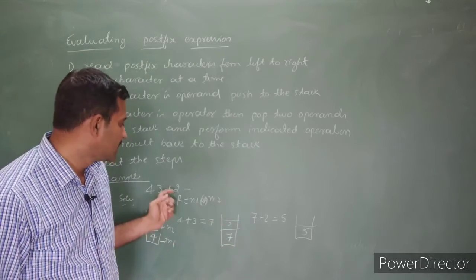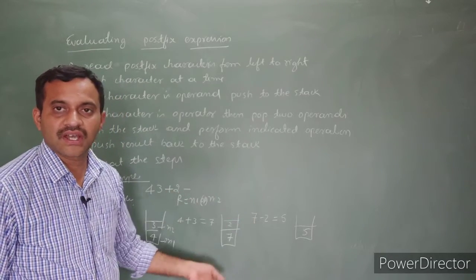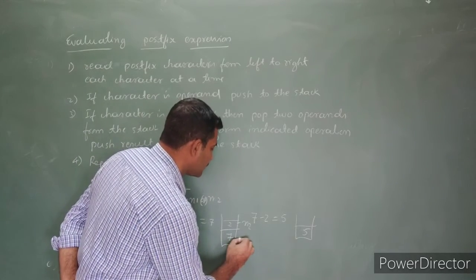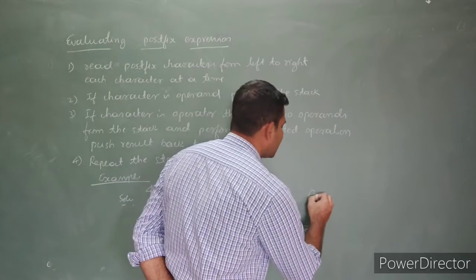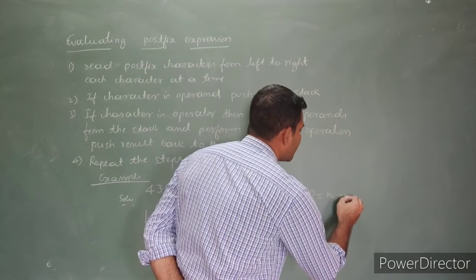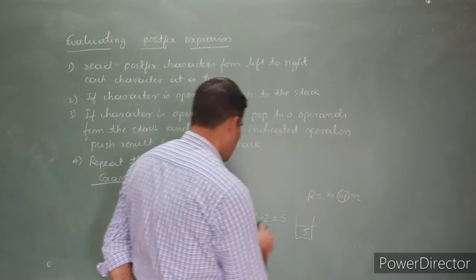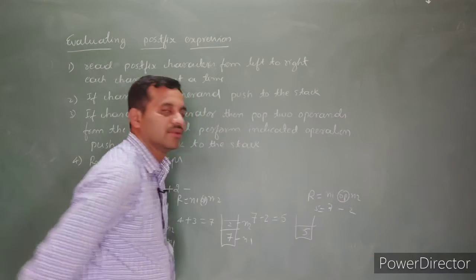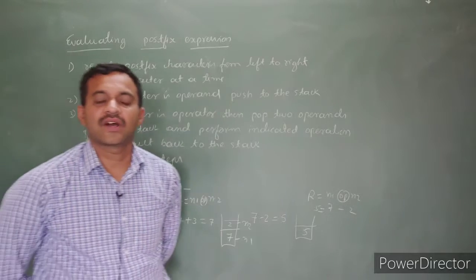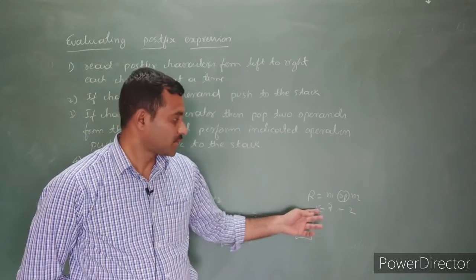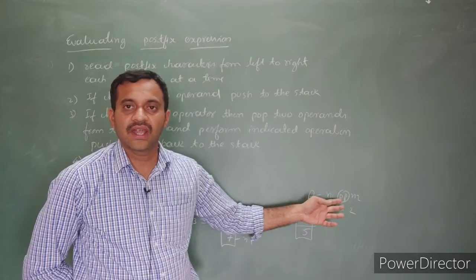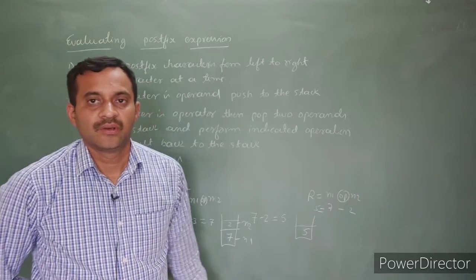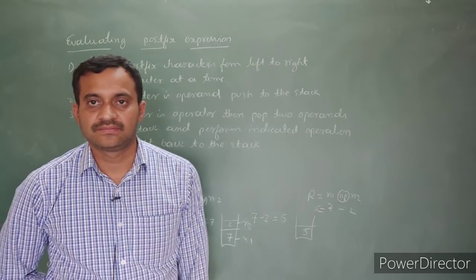Read the next character. If the next character is an operand, push to the stack. If it is an operator, pop two operands. Here, this is n2, this is n1. Perform the result: R equals n1 operator n2. So n1 is 7, operator is minus, n2 is 2, result is 5. The first popped operand is n2, the next is n1. Perform the result using n1 operator n2. So this is the evaluation of a postfix expression.